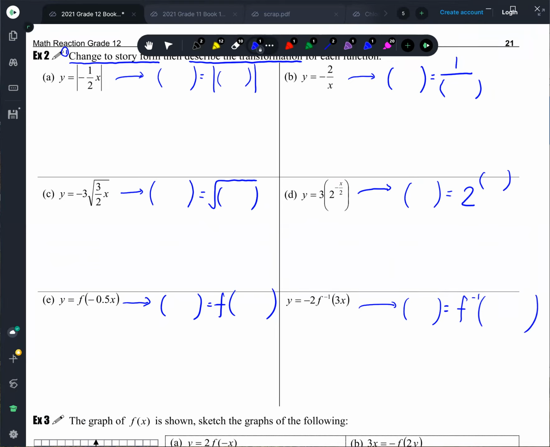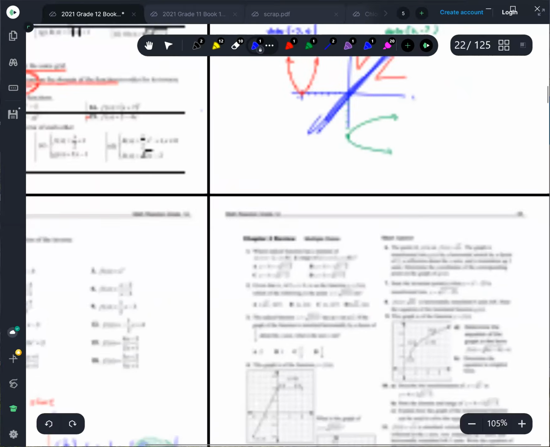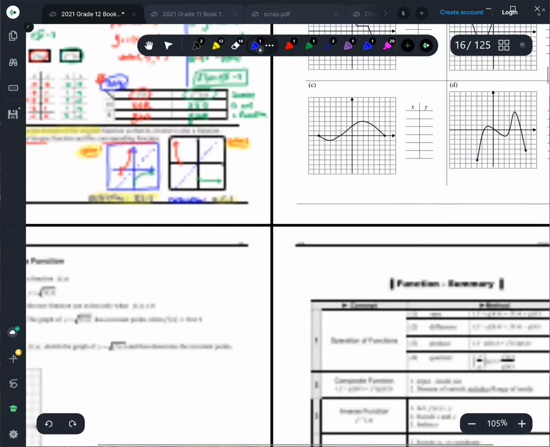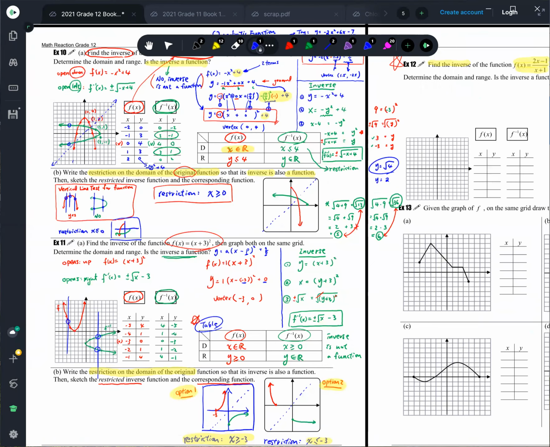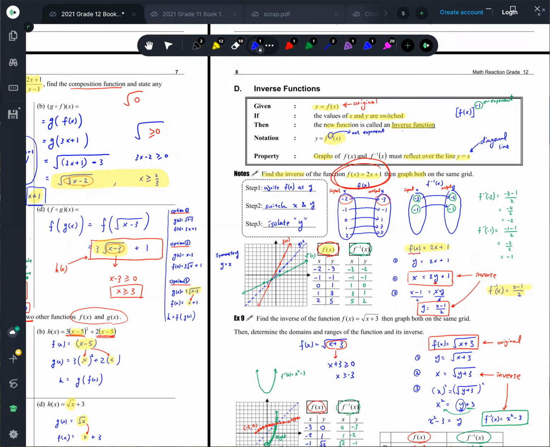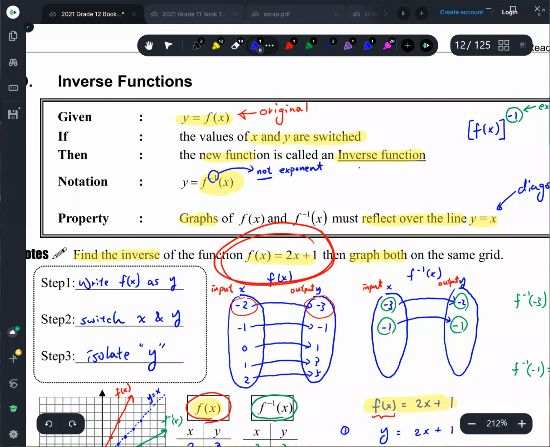You remember? Oh, I don't remember. Does anyone remember that -1? Inverse. Inverse, okay? This one is not an exponent. Inverse, where did we learn that? We learned it in the last chapter, okay? Let's go back. Right here. Page 8. You can look at your book. The -1 is not an exponent. It's a symbol for inverse.